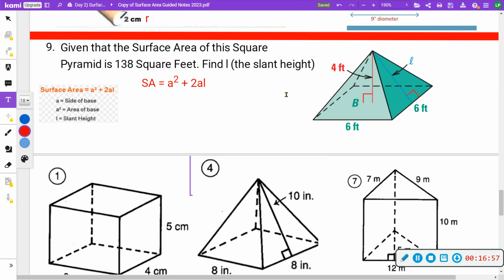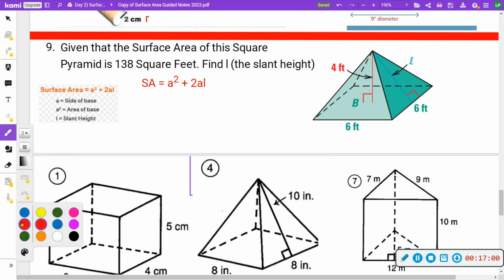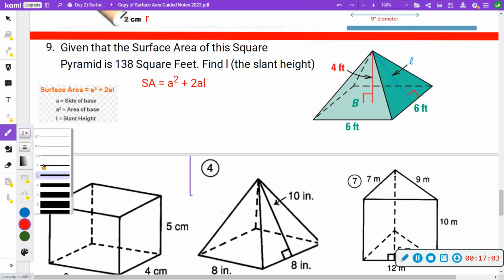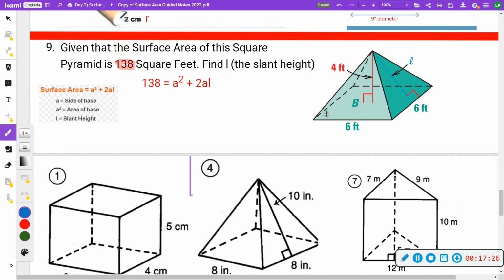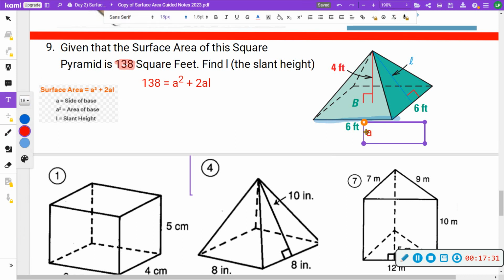So let's see, what do I have? I know that the surface area is 138. So let's change what we know. We know that's 138. Do I know my A? Yes. My A is 6. So I can replace both A's with the 6.